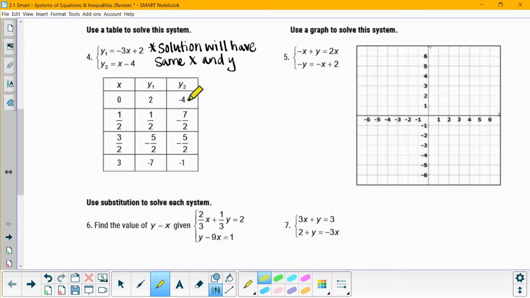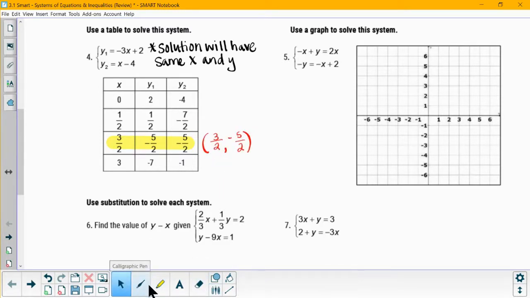So I have 2 and 4, not the same. 1/2 and negative 7 over 2, not the same. Negative 5 over 2 and negative 5 over 2, I like that. And negative 7 and negative 1, not the same. So my solution is going to be 3/2, negative 5 over 2.